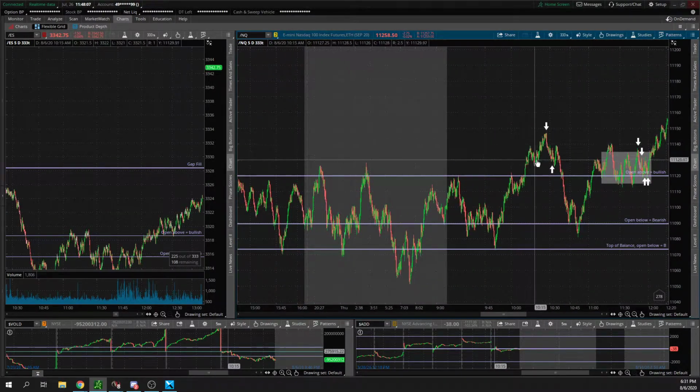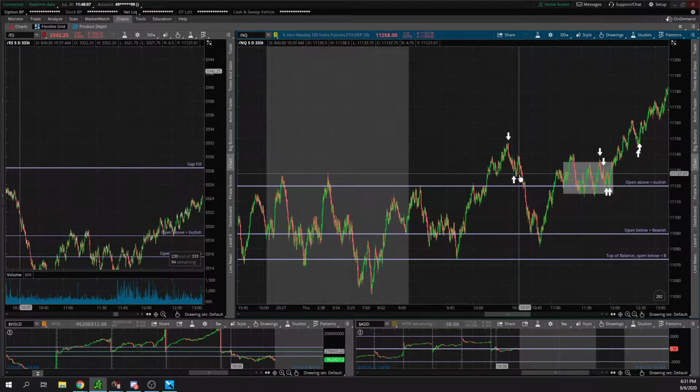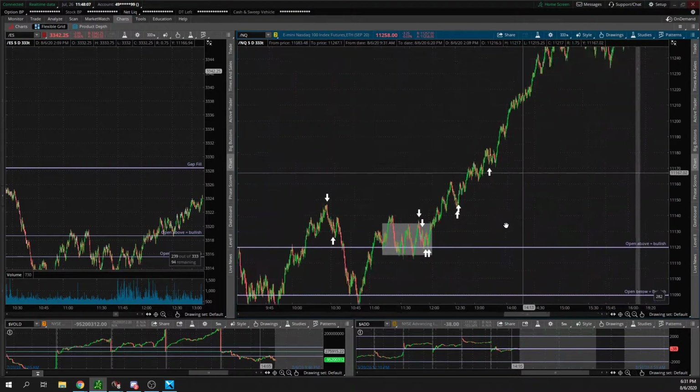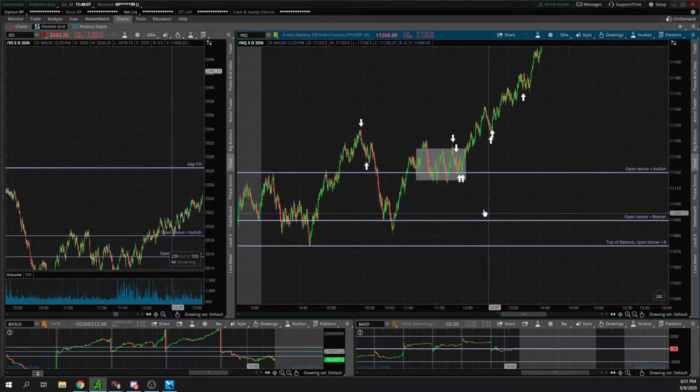Okay, they got faked out because they weren't initiative buyers. They were just people, maybe day traders. Okay, people that don't really know what's going on. They got stopped out. Price comes back. Test lower. Again, no sellers. And then obviously we had the big trend higher.